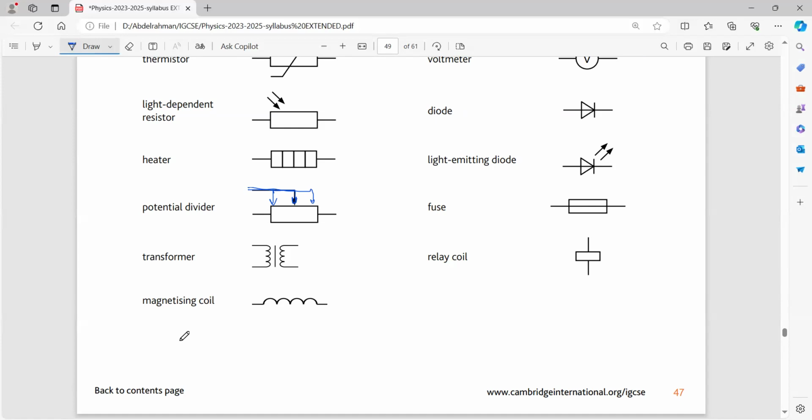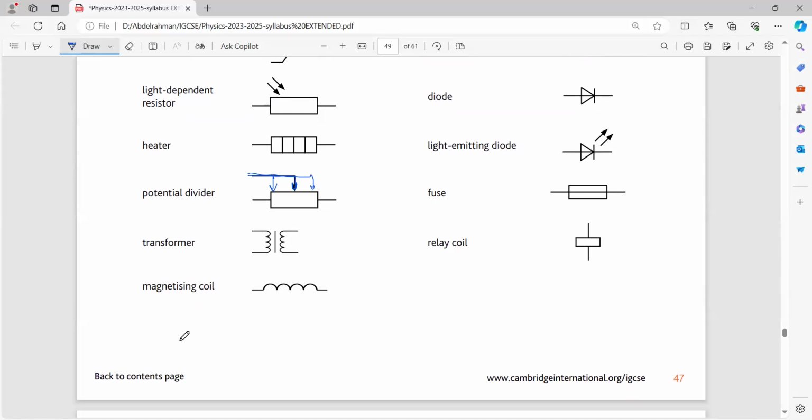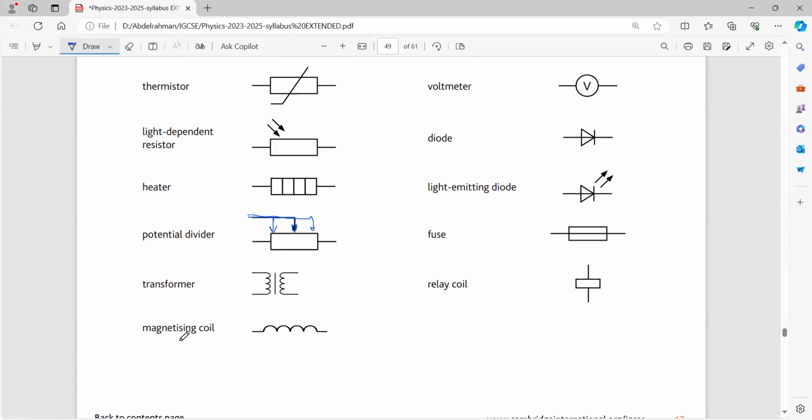Sir, what's a relay coil and a magnetizing coil? Okay. A relay coil, I will explain a relay and how it uses a magnetizing coil in a bit. I will explain the relay inshallah.